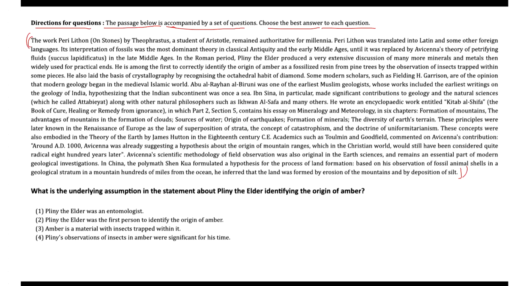So what does this text point out? It is stated about the work Peri Lithon, On Stones, by Theophrastus, a student of Aristotle, which remained authoritative for millennia. So if you look into that, what does the text do? It traces the historical development of geological thought, highlighting key figures and their contributions.